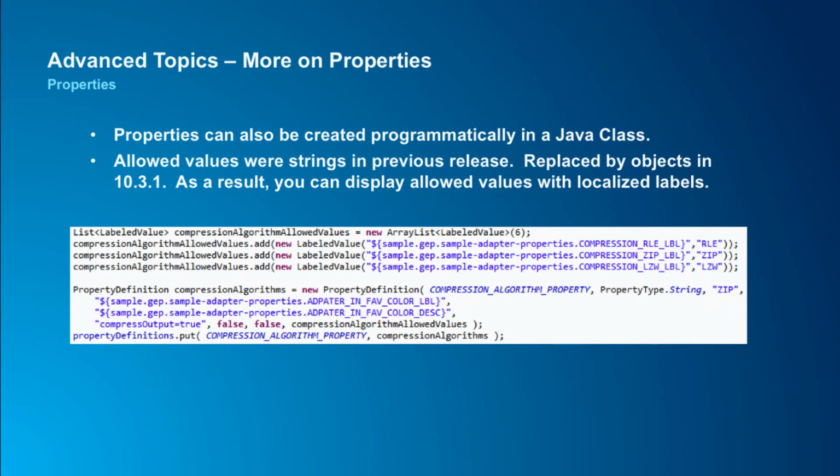Here is another way to define properties. This is in the Java class. And this code snippet also shows how we can create a property definition with allowed values in the Java class. So continuing from the previous example, we have a list of allowed values here, and each has a label and a value. And we pass this list of allowed values to the property definition when we create the new properties.